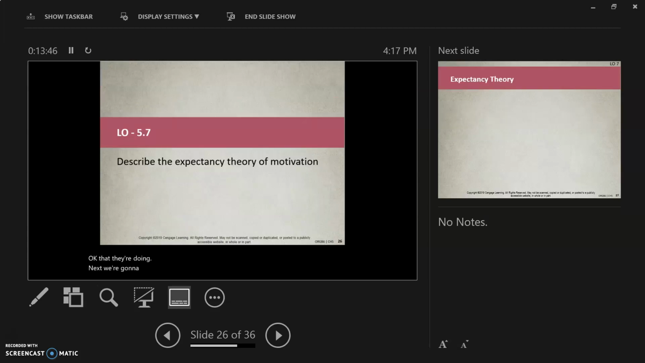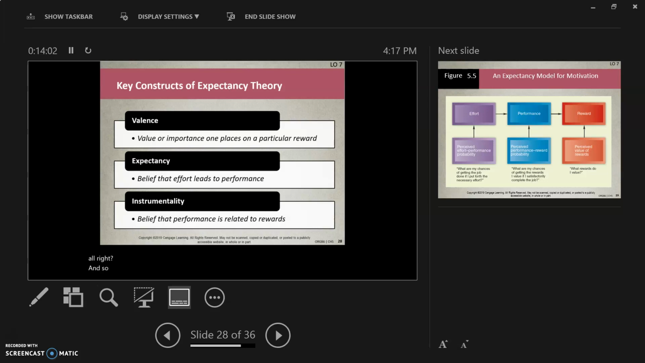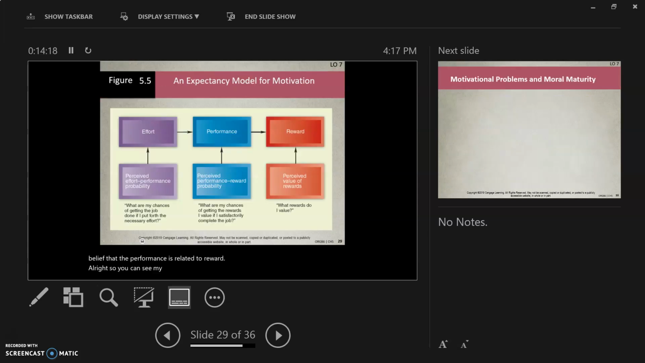So next we're going to describe the expectancy theory of motivation. So expectancy theory really takes a look at: am I getting the reward that I expect based on my performance? All right. And so there's valence, which is the value or importance I place on a particular reward. The expectancy, the belief that my efforts will lead to performance. And the instrumentality is the belief that the performance is related to rewards. All right, so you can see my effort. What are my chances of getting the job done if I put forth the necessary effort? What are my chances of getting rewards if I satisfactorily complete the job? And then what rewards do I value? All right, so basically, am I expecting, if I put forth the effort and I have the performance, am I getting the reward that I would expect?